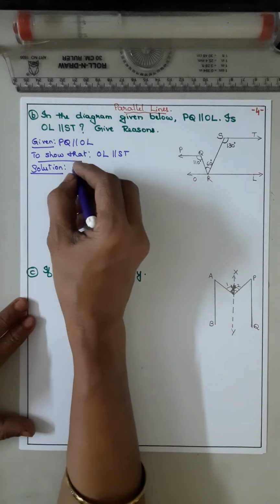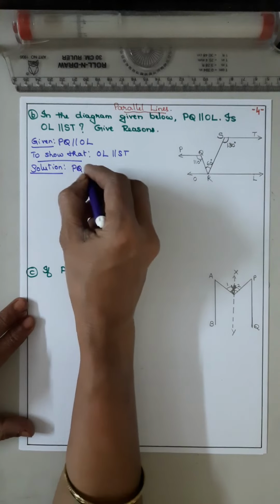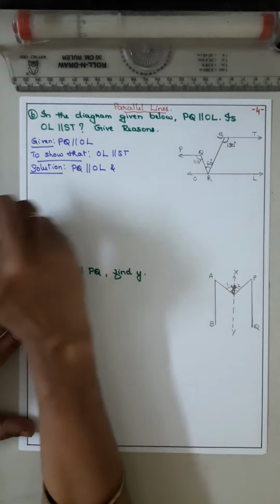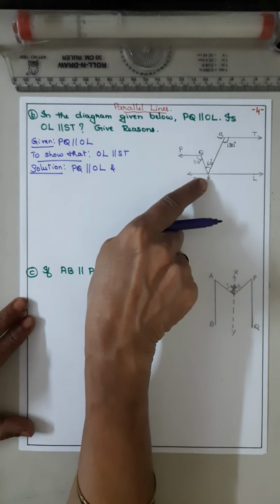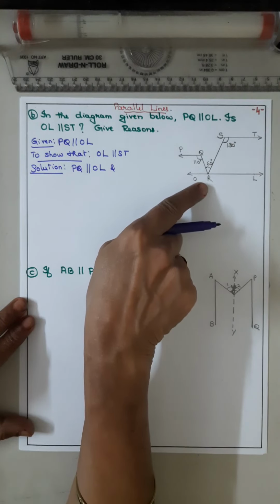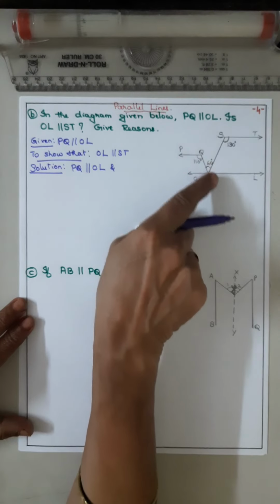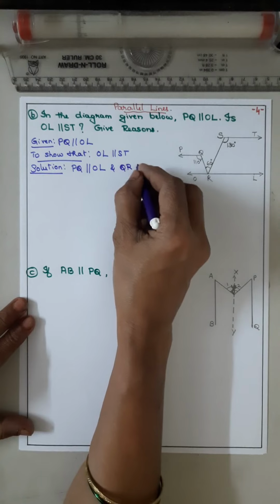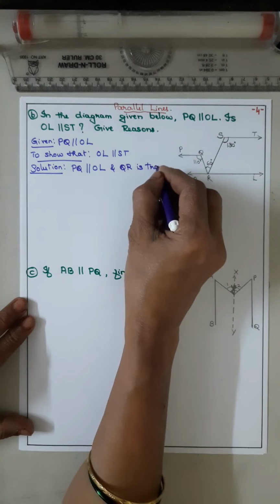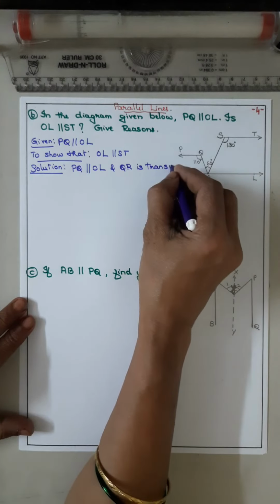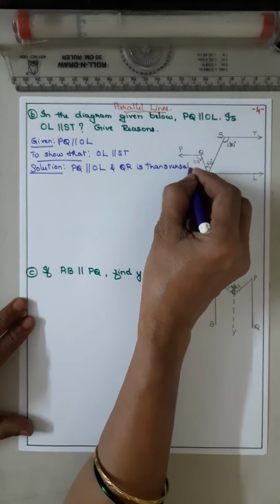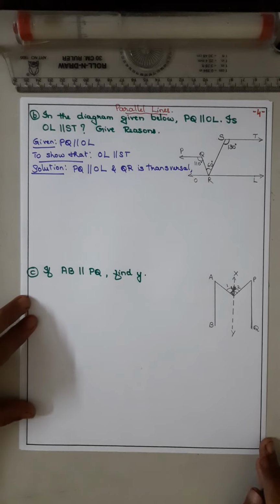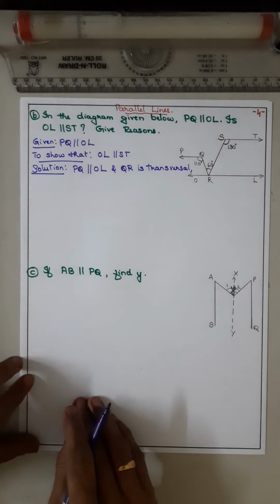First, we'll write PQ parallel to OL. I have given one extra name, this is R. Now, QR is the transversal. In parallel lines, you always have to tell which are the 2 parallel lines and which is the transversal you are taking. Accordingly, you have to find the angles.